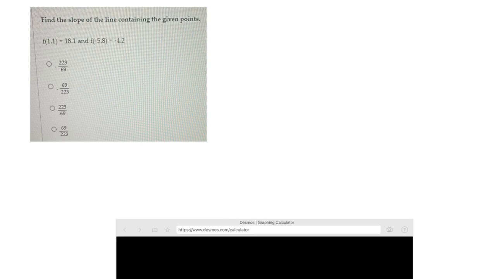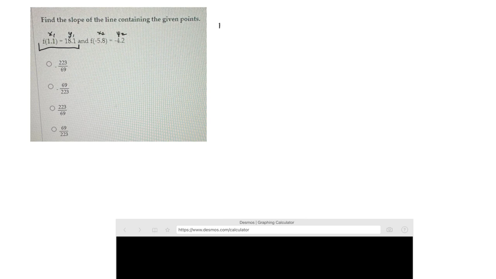Okay, here's a couple of questions dealing with slope. First one says find the slope. When it's written in functional notation like this, f of 1.1 equals 18.1, and the other one there, it's written like this: an x value and a y value. So let's call those 1s and then let's call these 2s.